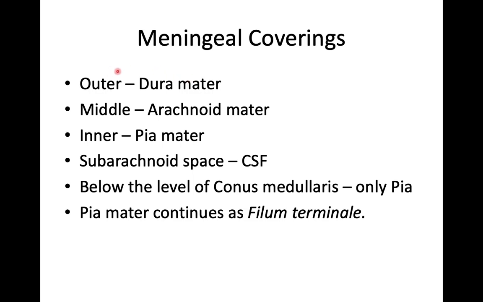Coming to the meningeal coverings of the spinal cord, similar to the brain, here also we have three-layered meningeal structures: the outer dura mater, middle arachnoid mater, and inner pia mater. There is a subarachnoid space where the CSF is circulated, similar to the brain. Below the level of the conus medullaris, there is only pia mater. Pia mater continues below as the filum terminale.